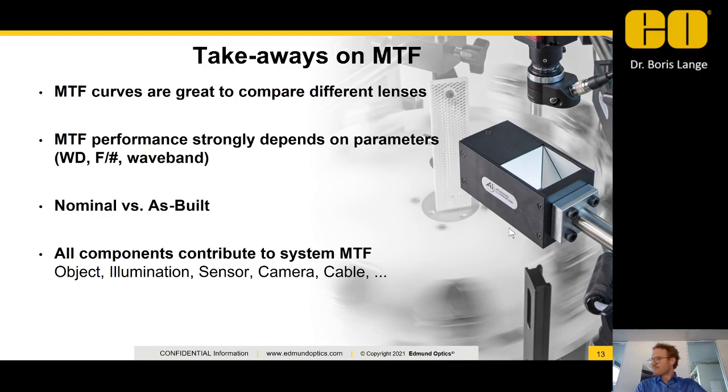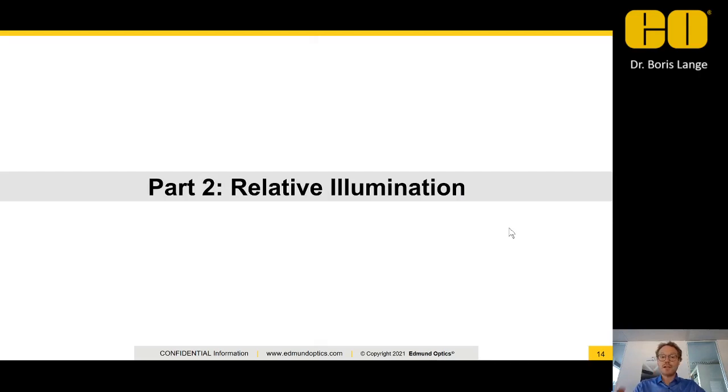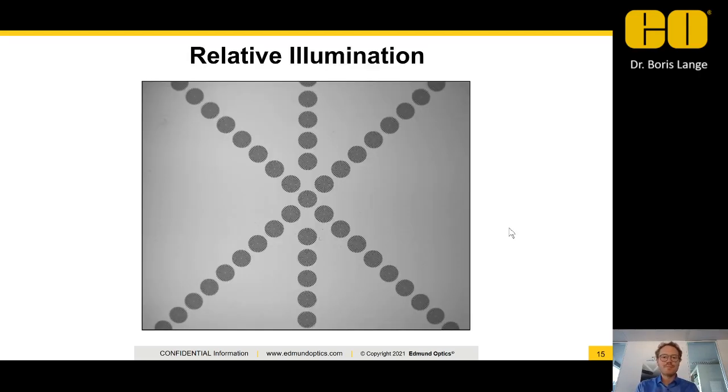All right, I think we're doing pretty okay in terms of time. The second part now, to wrap things up, is a quick one. I just wanted to spend a couple of words on relative illumination, because there's also a chance for misunderstanding and problems down the road if you don't think about it at the very beginning.